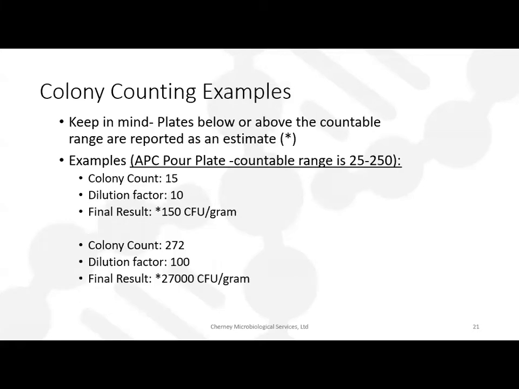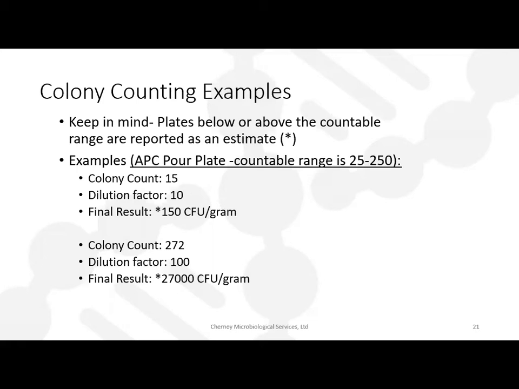Okay, we'll go through some additional examples here. Keep in mind, like I said earlier, plates below or above that countable range are going to use that estimated symbol, the asterisk there. So for example, we have an APC pour plate. That countable range is 25 to 250. So the amount of bacteria on there is 15 CFU. Your dilution factor is 10. So you're gonna take the 15, multiply by your 10, and you're gonna have an estimated 150 CFU per gram. And we have an estimated sign there because 15 CFU is less than 25, okay?